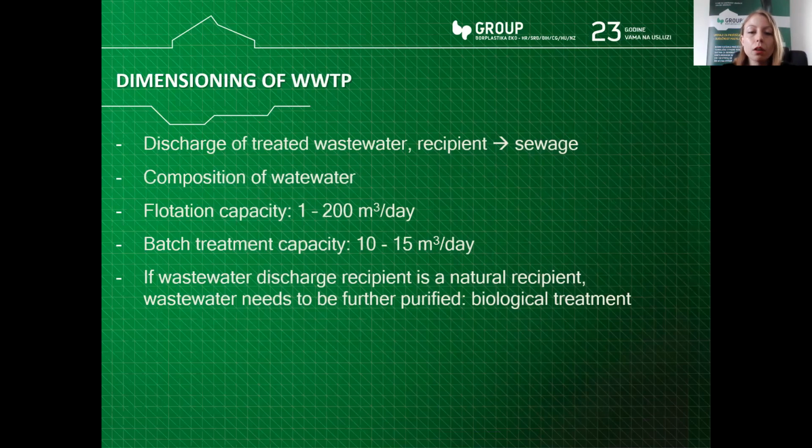One of the other things we need to check for dimensioning a wastewater treatment plant is the composition of wastewater and, of course, the quantity of wastewater. Flotation wastewater treatment has a capacity from 1 to 200 cubic meters per day, while batch treatment has a capacity from 10 to 15 cubic meters per day. If we have a smaller capacity of wastewater, it's better to use batch treatment, and if we have a larger quantity of water, it's better to use flotation.